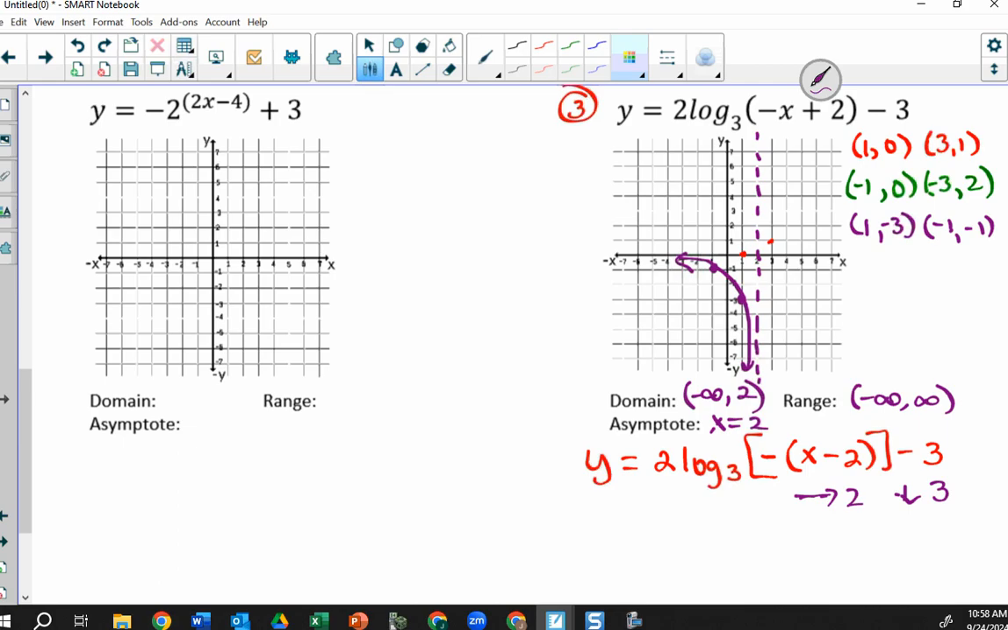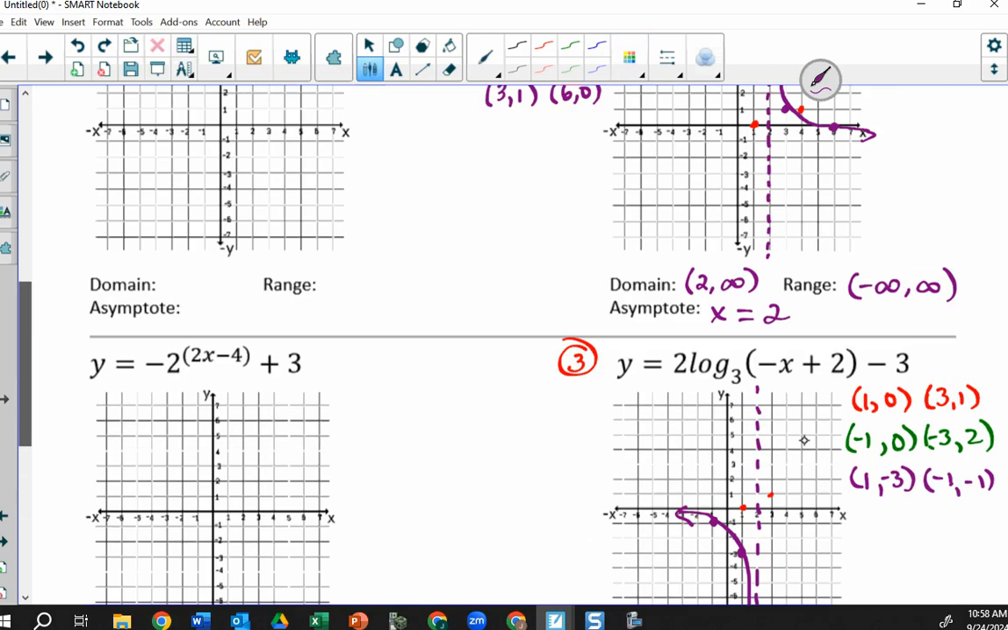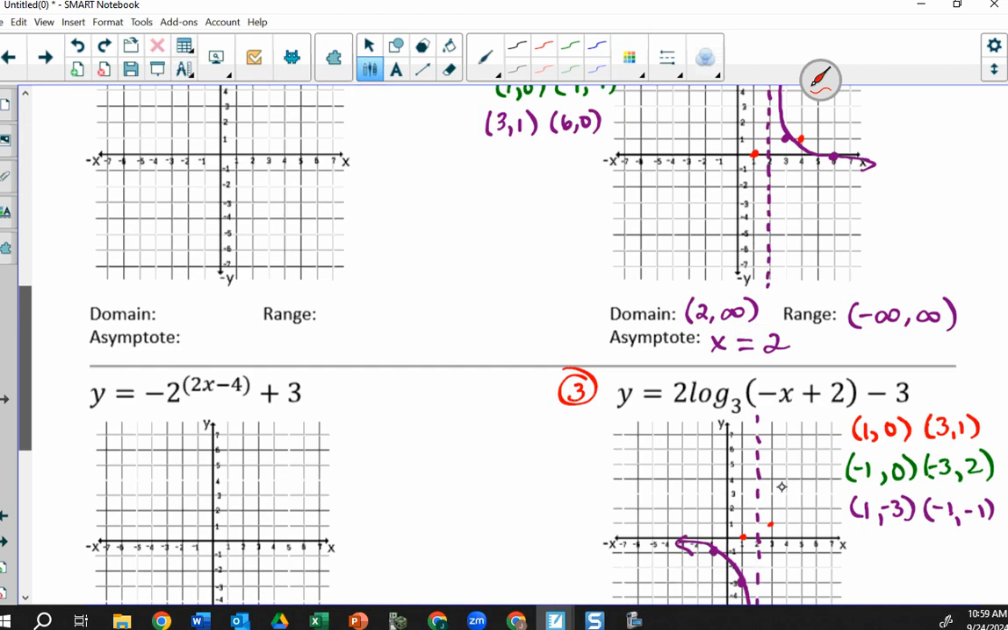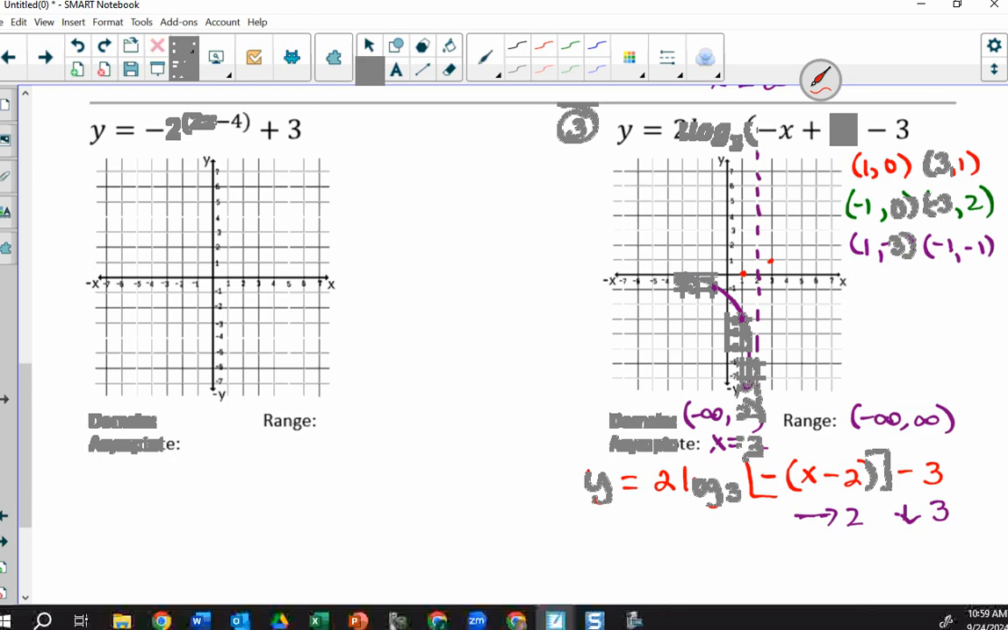Questions on graphing logs? Okay, let's practice the exponential ones again. We're now going in order on the exponential ones. Do this one first. That's the A value, yeah.